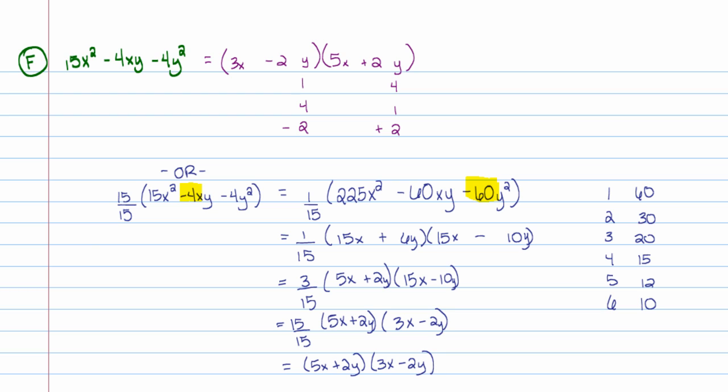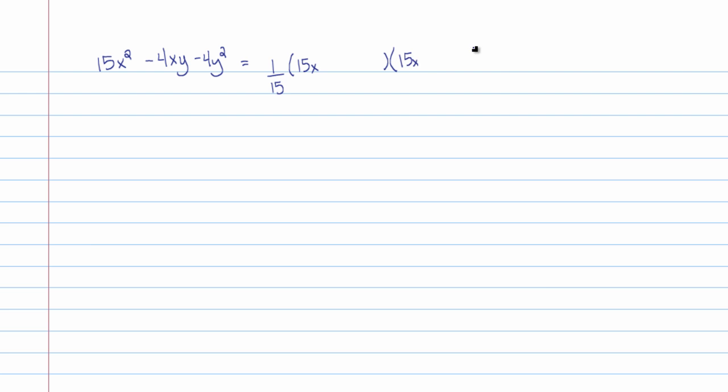Now, often people will say, especially in a classroom environment, that this seems terribly long. It does seem that way, but it's actually not. It's very quick to do this if you know what you're doing. So let me rewrite that and show you how quickly I would do this. 15x squared minus 4xy minus 4y squared. I know that this is going to factor to something with 15x and a 15x. I already know that, so I write that 1/15. The 15 I would have multiplied through, and I know it factors to 15x and a 15x.